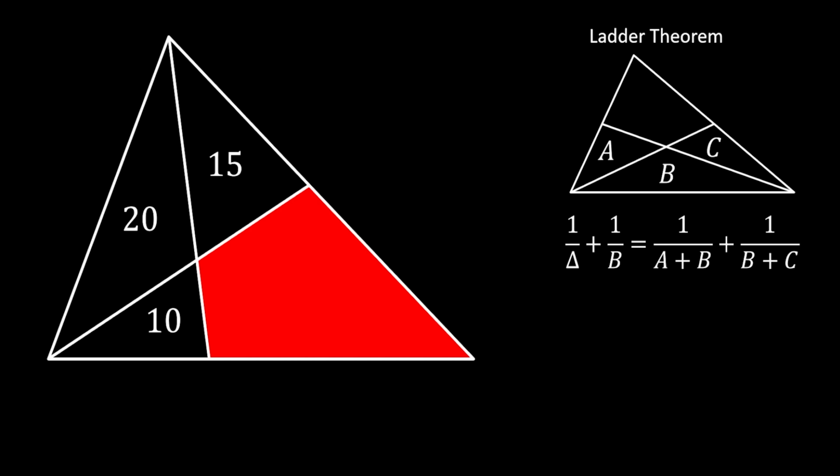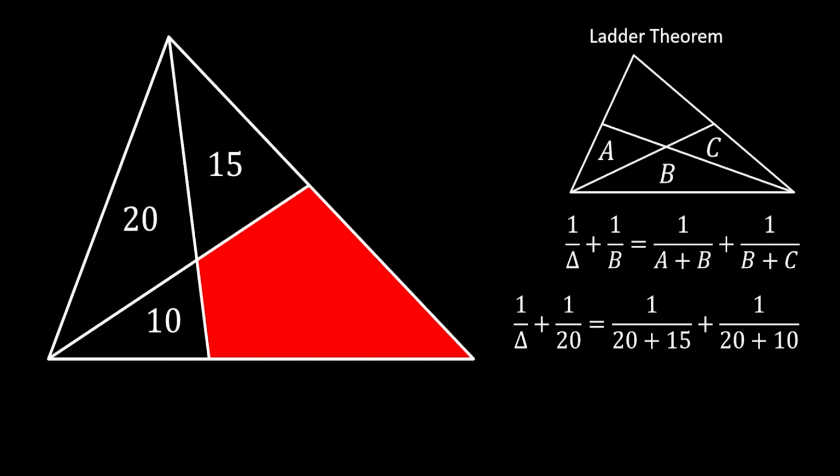You can see that the middle triangle in our case has the area of 20. This corresponds to triangle B, on the right, and in this case A will be equal to 15 and C will be equal to 10. So we can just substitute those values from our sketch.